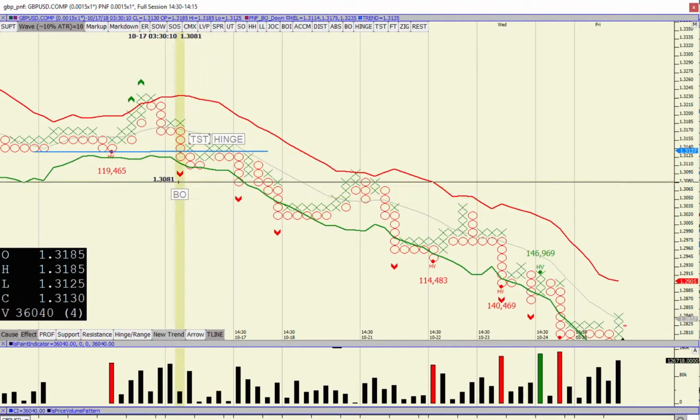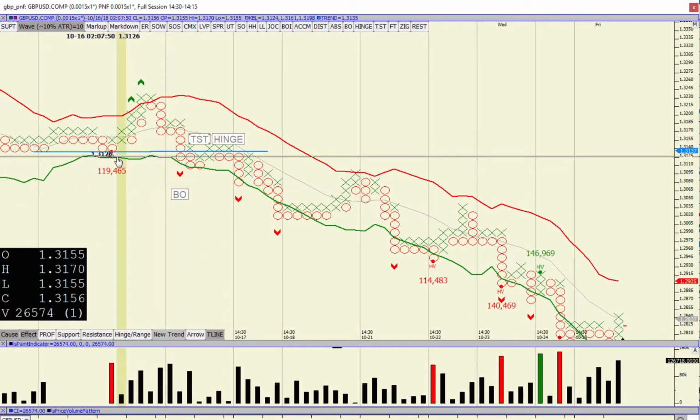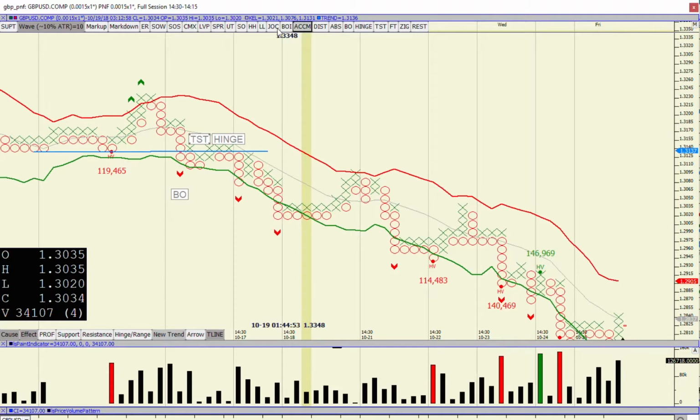Okay. So breakout. I forgot to add support. Where the hell is it?